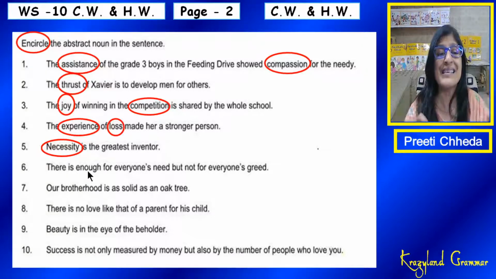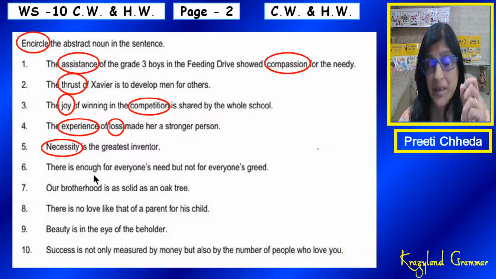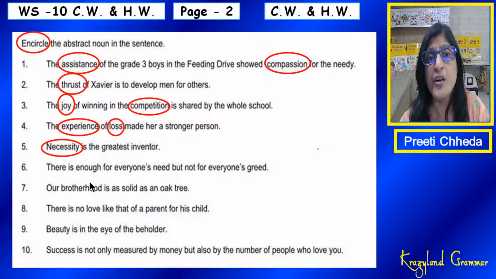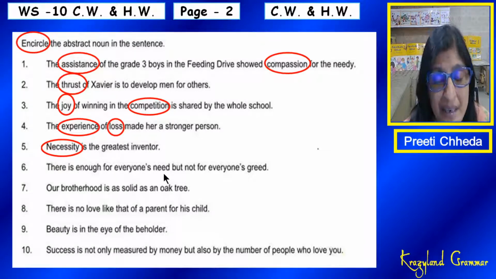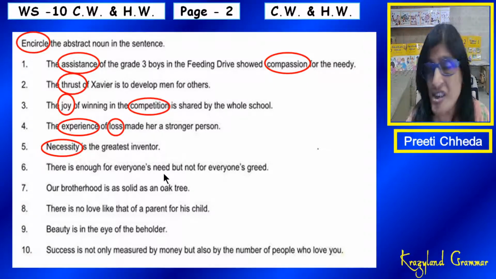So there is enough. बहुत है सबके लिए for everyone's need એટલે જરૂરત. So the sentence is beautiful and it gives us a very good message which we have to understand. There is enough for everyone's need but not for everyone's greed. તો જરૂરિયાત માટે તો બધું જ મળી રહે છે but લાલચ, greed is there, it's not sufficient, it's not enough. The meaning of enough is sufficient.